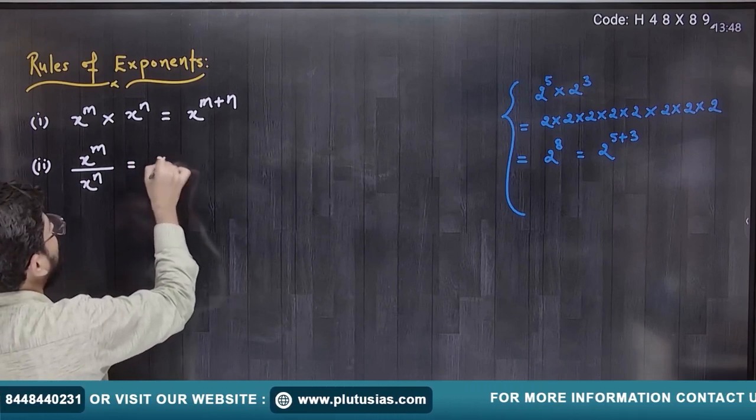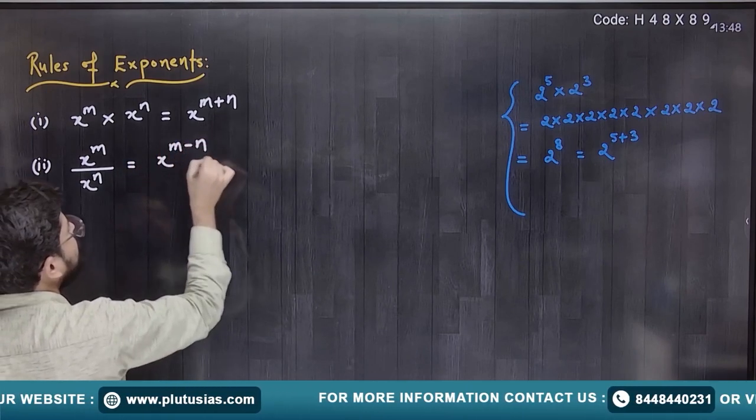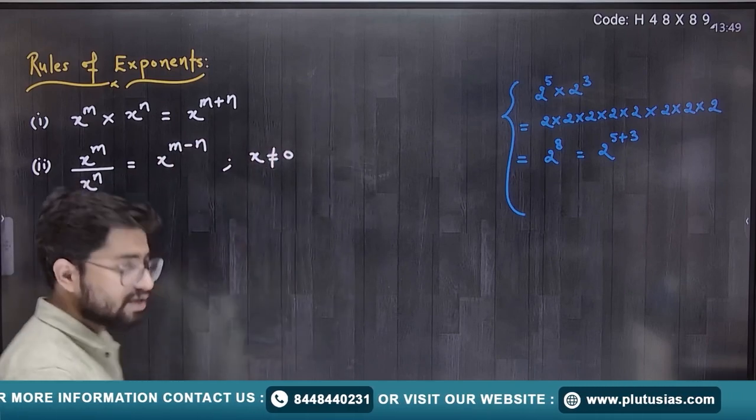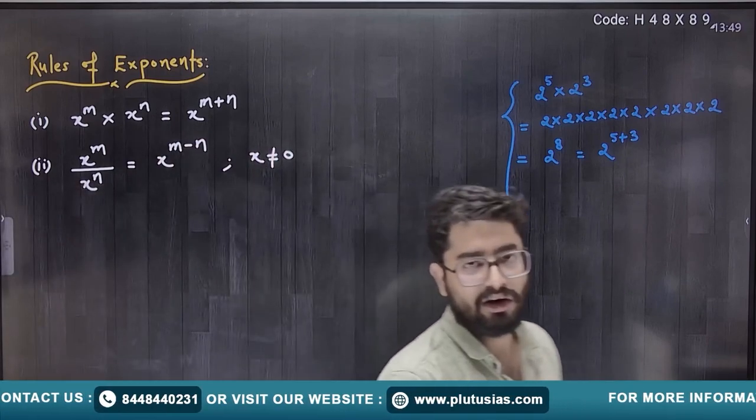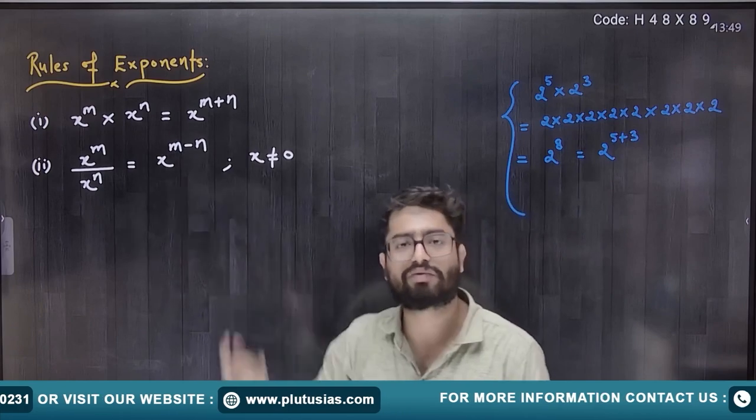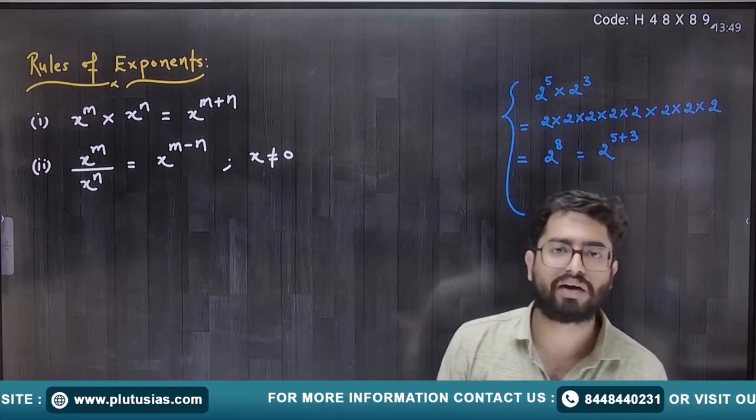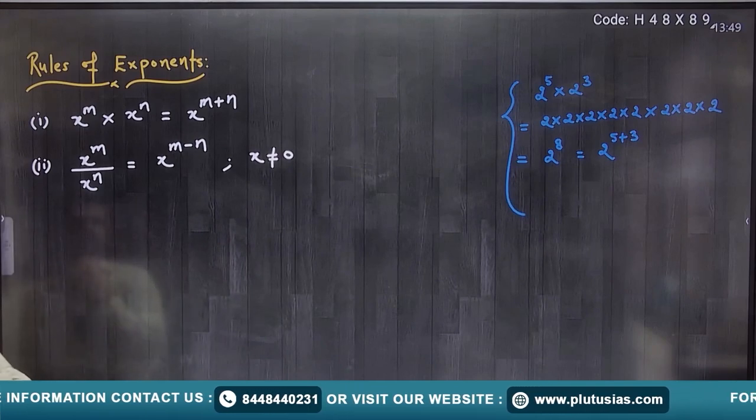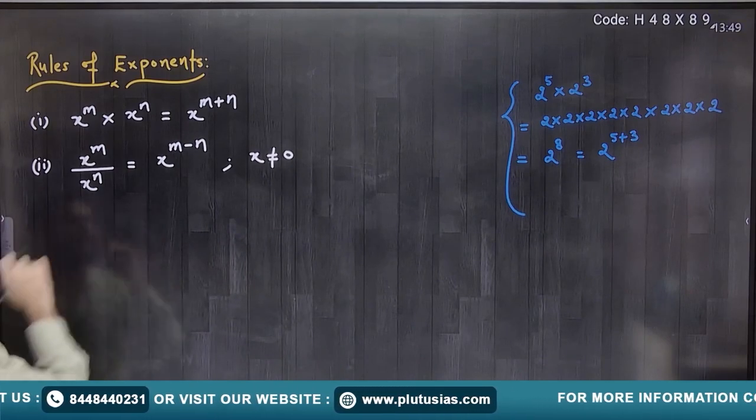That is x raised to power m minus n. Obviously, here you cannot take x as 0. Why? Because x is in the denominator, and if x is 0, that will become 0 in the denominator, and we know it cannot be 0. That's why we are taking x as non-zero. Clear? x power m minus n.